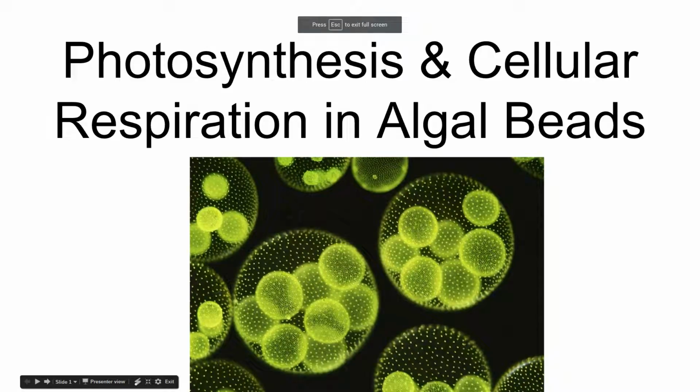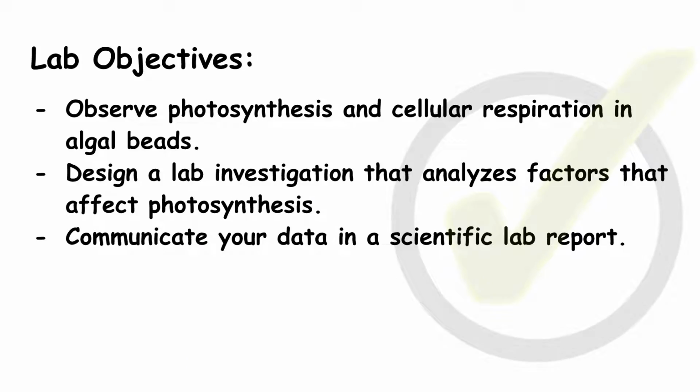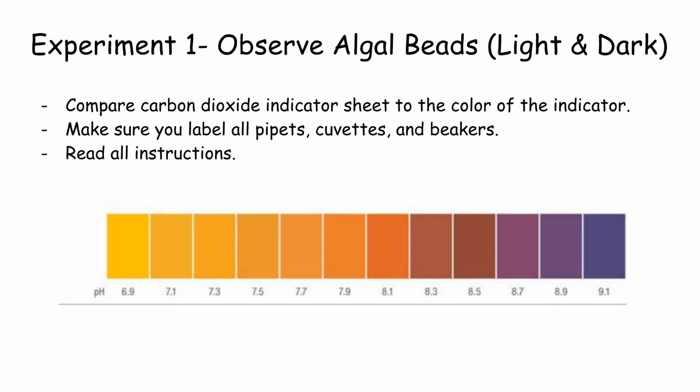This lab is going to focus on photosynthesis and cellular respiration in algal beads. Your objectives for this lab are to observe photosynthesis and cellular respiration in algal beads in both the light and the dark. You're then going to design a lab investigation that analyzes factors that affect photosynthesis, such as light intensity, light color, or temperature. And then you're going to communicate your data in a scientific lab report.